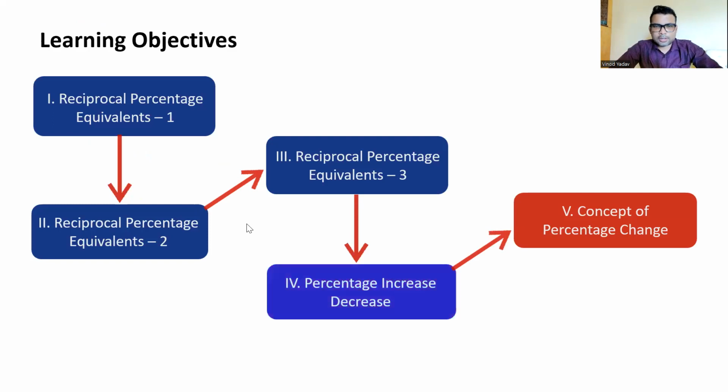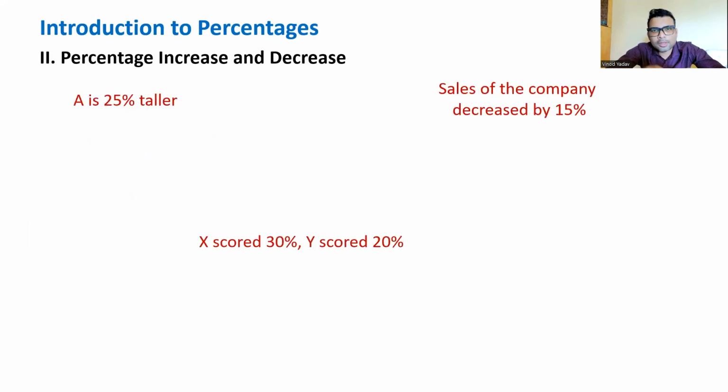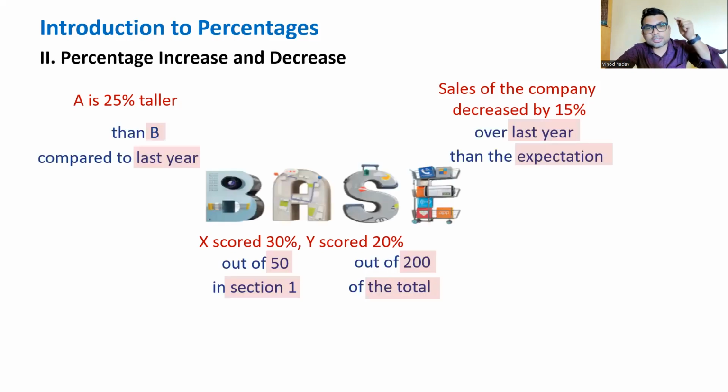All right. Now let's come to the main concept. The first concept, which is the most important. If you understand this, majority of the things will be sorted. How do we handle percentage increase and decrease? Let's see. Look at these examples. A is 25% taller. Sales of the company decreased by 15%. X scored 30% and Y scored 20%. What do you feel? Is this information complete? No, right? I hope you felt that there is something missing. Yes, all of these are now complete: than B, compared to last year, over last year, than the expectation.